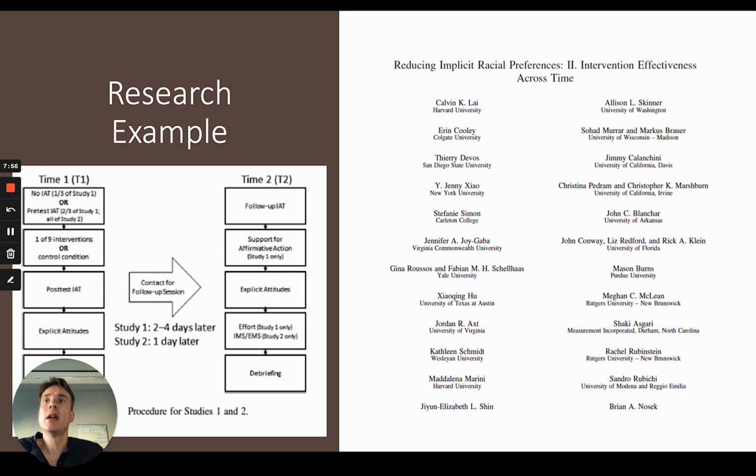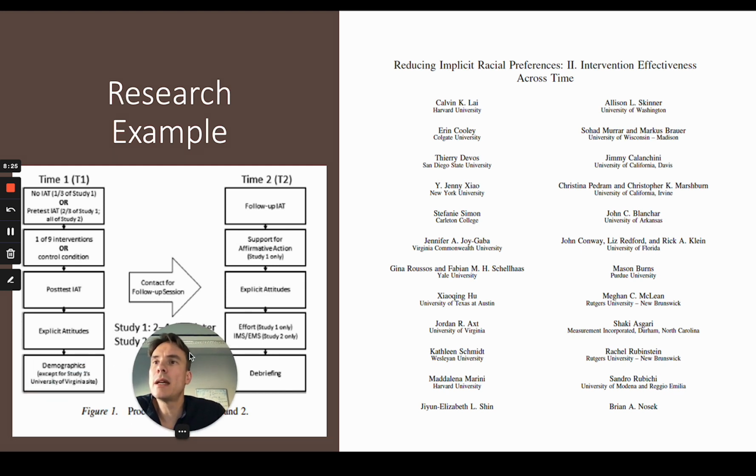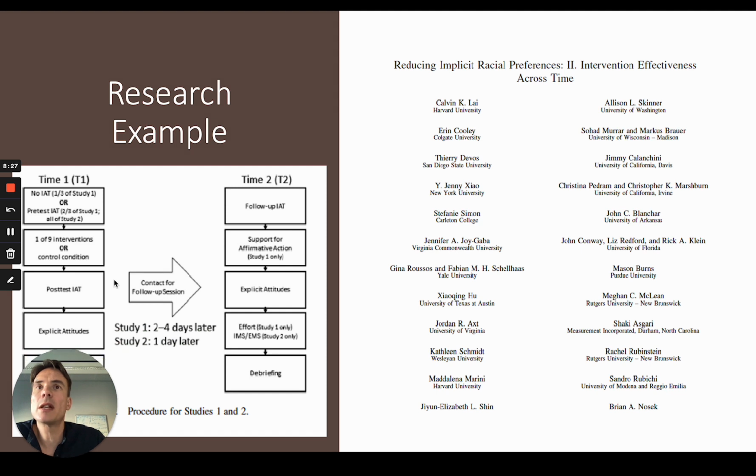So how did they test that, and what kind of results did they find? This is the meta-analysis I talked about, and I don't want to give you too much detail about it, but basically you have a time 1 where you get one of these interventions, and then you get a test seeing if it has actually reduced your implicit attitudes with the IAT, right? Remember the implicit association test. Then it checks your explicit attitudes as well, and then they measure the demographics, and then you come back.